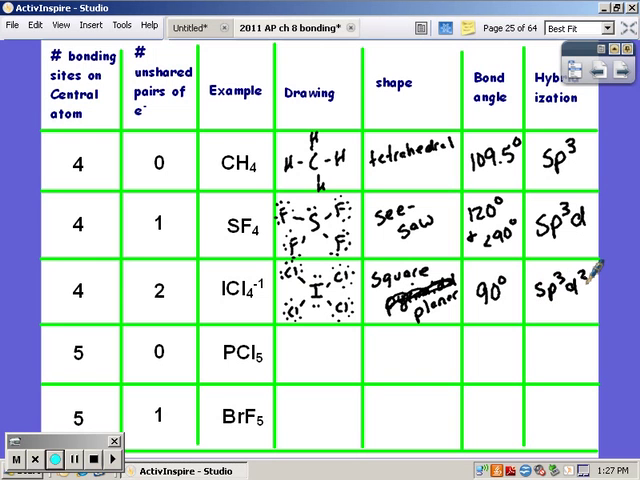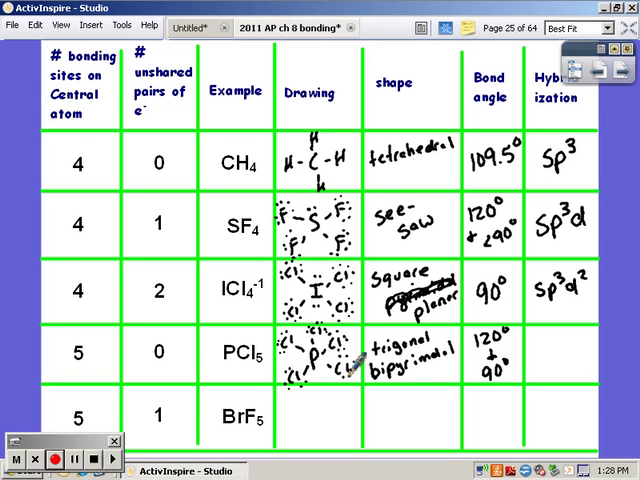I'm going to pause the video and draw PCl5 on your own. And it has 5 bonding sites, no lone pairs, making it trigonal bipyramidal, with bond angles of 120 and 90. 120 in the center, that's your trigonal, and then bipyramid, your top to center is 90. We have 5 things coming off, which makes it sp3d.